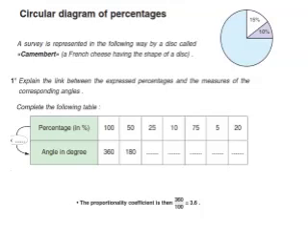Now we are going to talk about the circular diagram of percentages. This is a survey represented in a disk, and you know that a disk measures 360 degrees. We need to explain the link between the percentage and the angles.